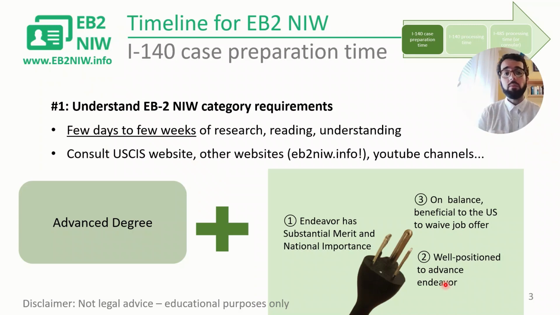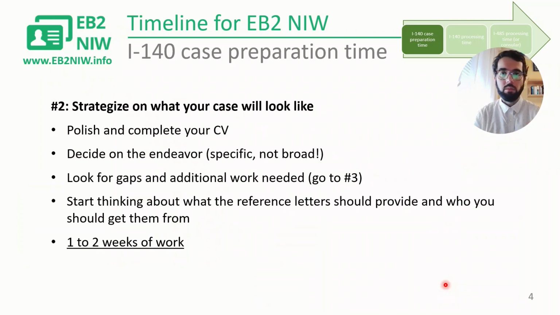And three, you have to prove to the US that it is beneficial for the country to waive the job offer, because in this category, you don't need a sponsor. So you really need to make your case to the USCIS officer that it is okay for them to waive this requirement that pretty much all the other green cards have. So we'll go into detail about all these requirements in different videos, but for today, this is the high-level summary.